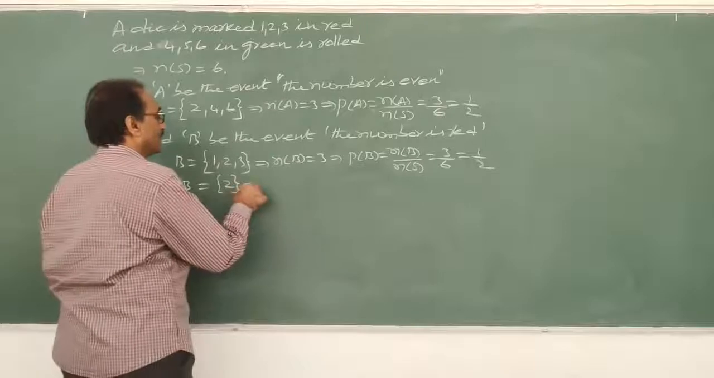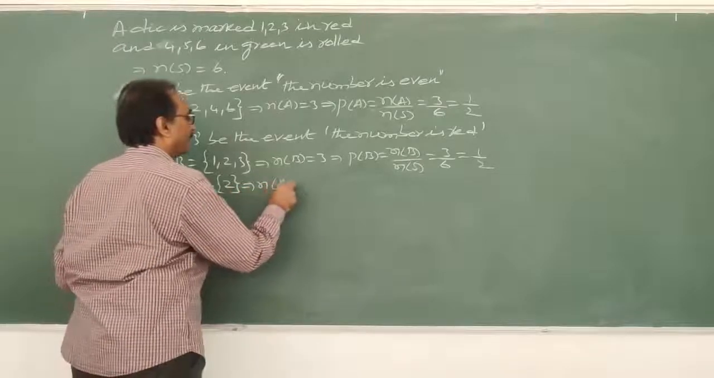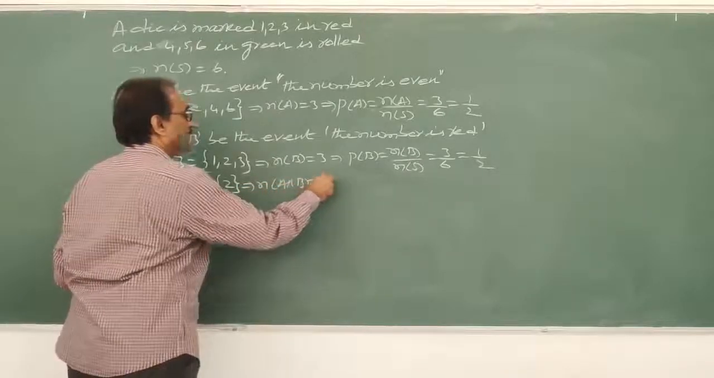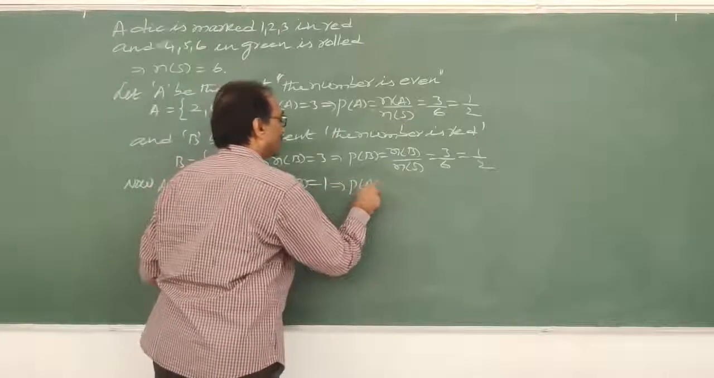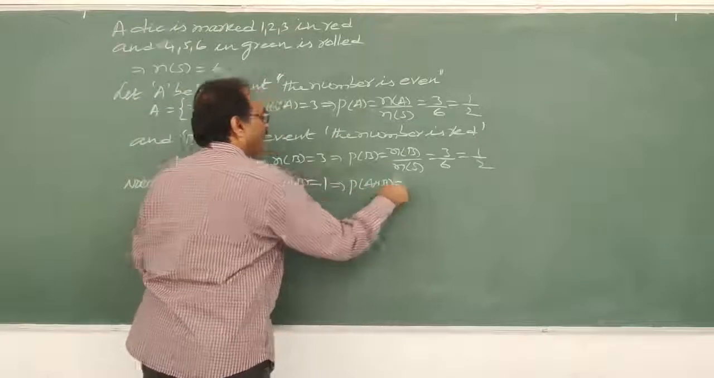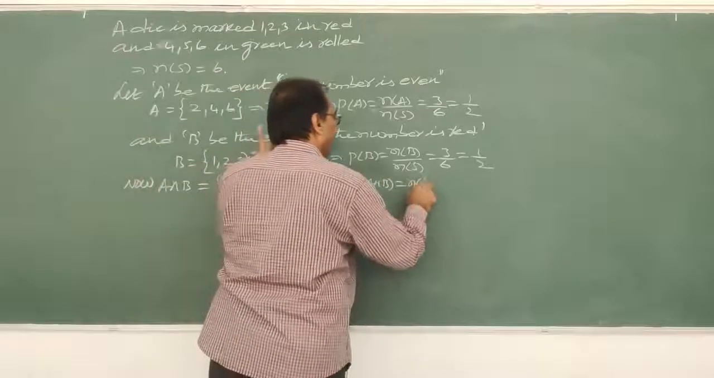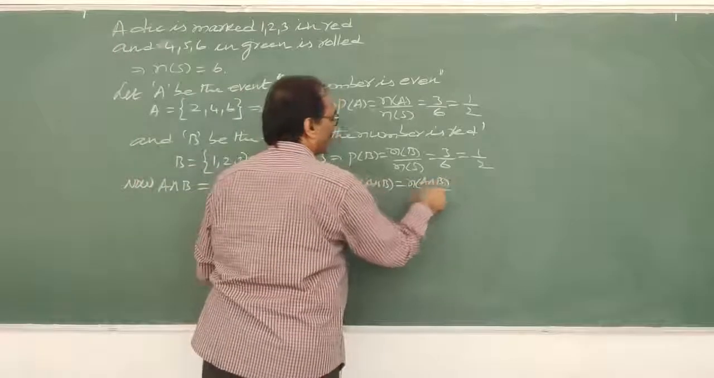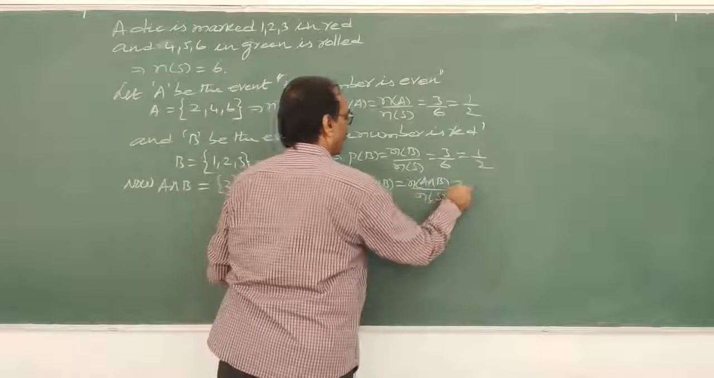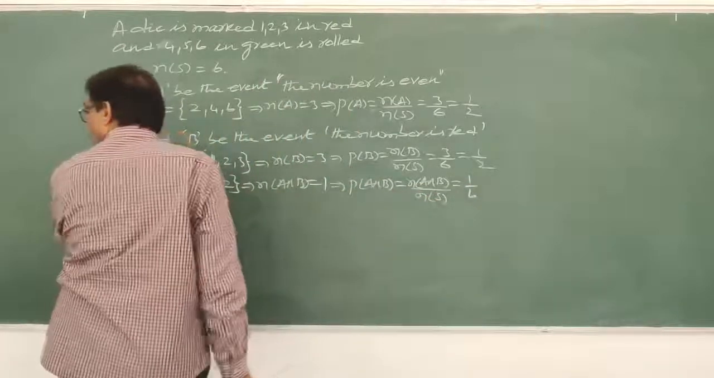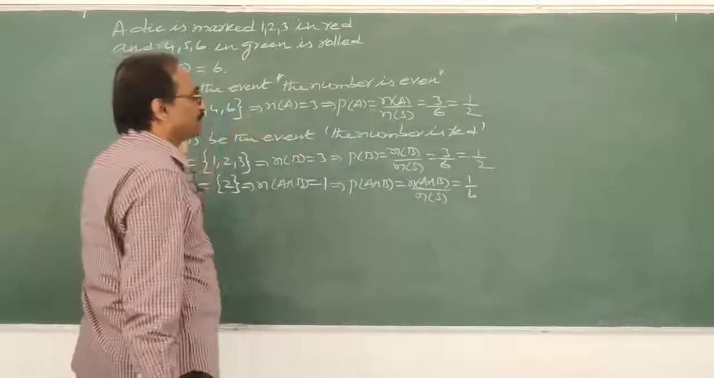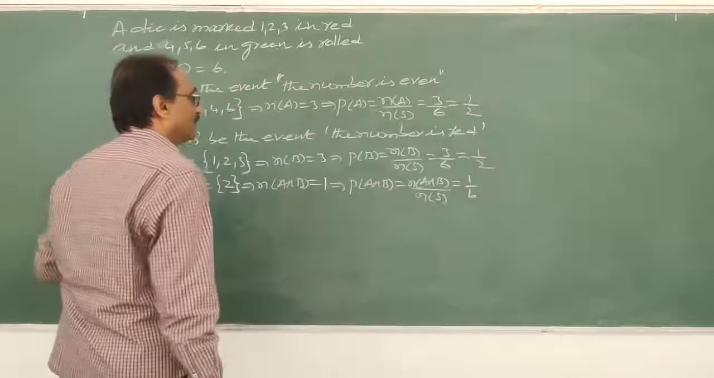So this implies n of A intersection B is 1. Only one number is there. So this implies P of A intersection B is equal to n of A intersection B by n of S, which is nothing but 1 by 6, because n of S is 6, you know. So P of A intersection B is 1 by 6.